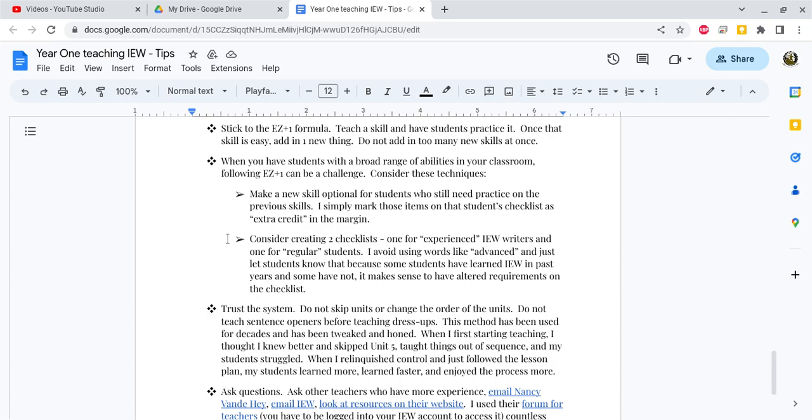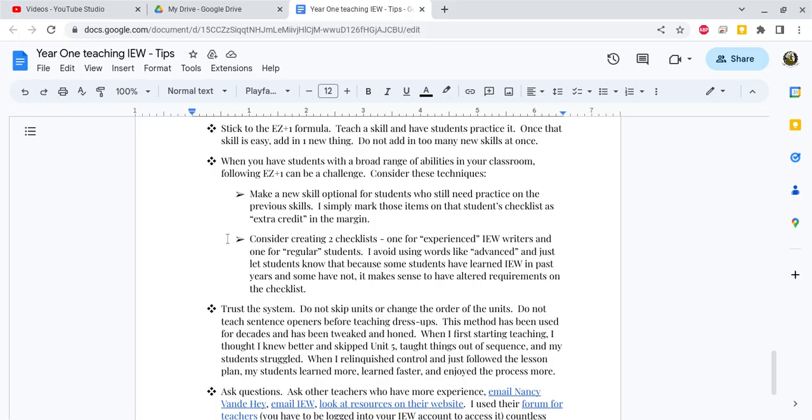Now, this can be hard if you have a classroom of students, maybe some are familiar with IEW and some are brand new. So what do you do if you're trying to follow easy +1, but you have a broad range of skills in the same classroom? A couple of ways that I've done this.